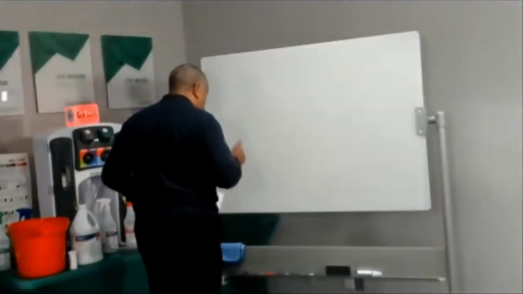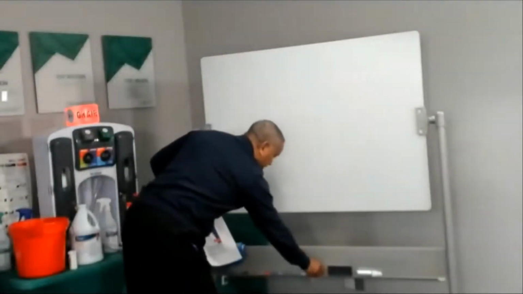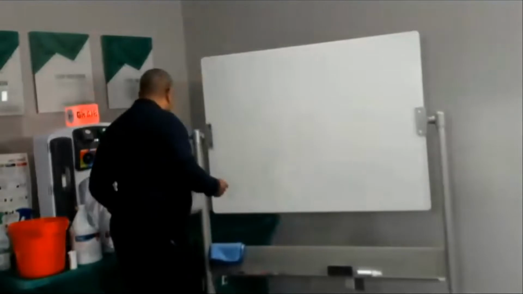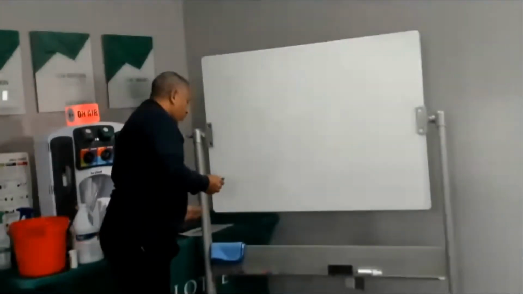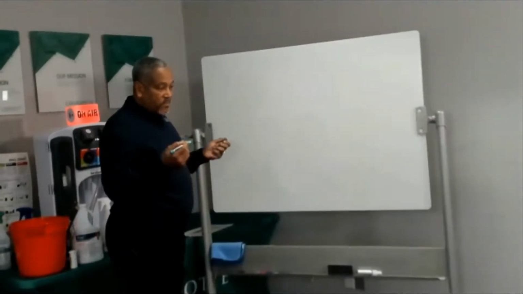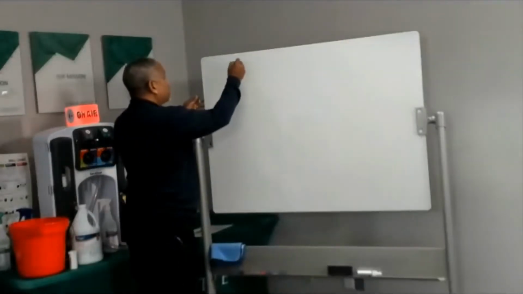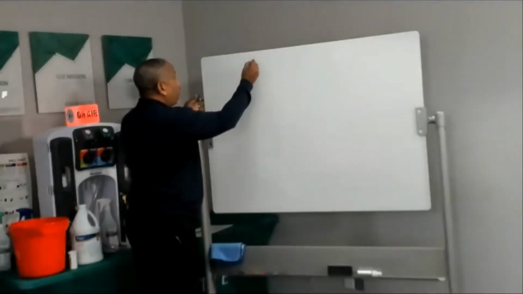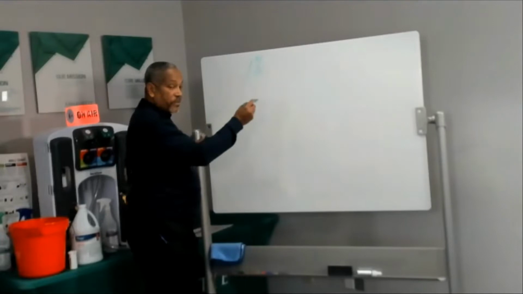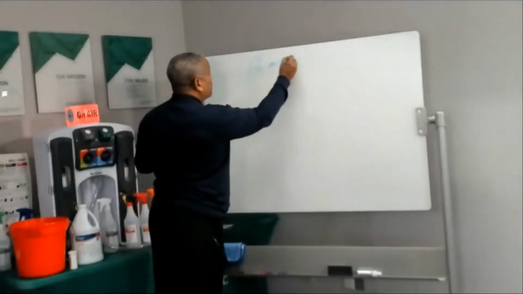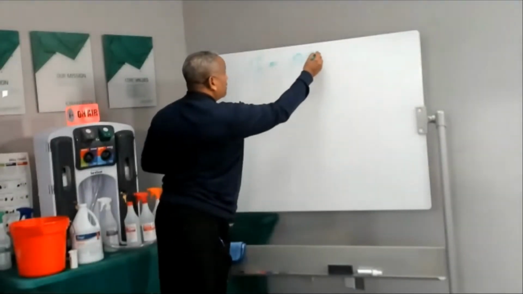Now, a couple of things that we must establish first are a few quick equivalences. For instance, 1%, if you can see that, is equal to 10,000 parts per million.